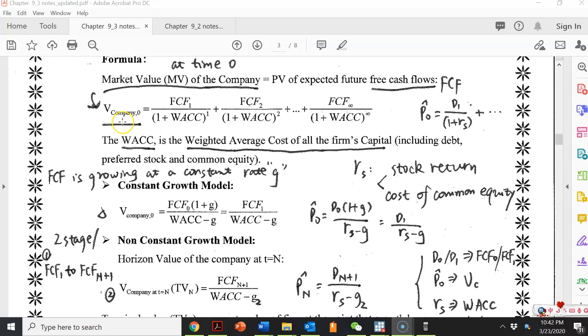For this corporate valuation model, we also have a constant growth version if free cash flows are growing at a constant rate G forever. Then the value of the firm at time 0 becomes free cash flow 1 over WACC minus G, which is also free cash flow 0 multiplied by (1 plus G) over WACC minus G. Very similar to the constant growth model for the dividend discount model.